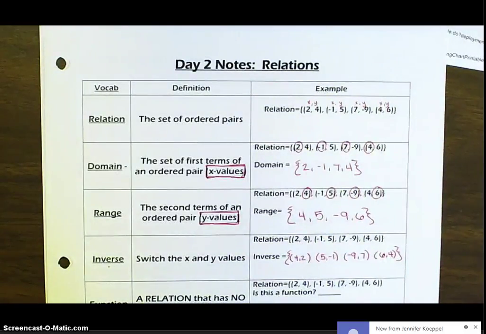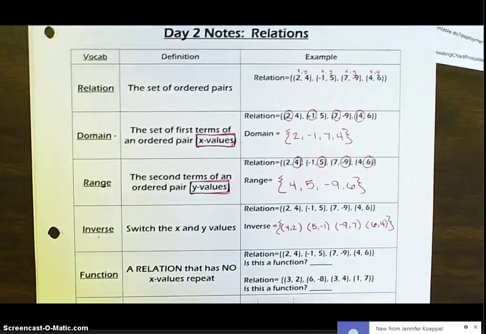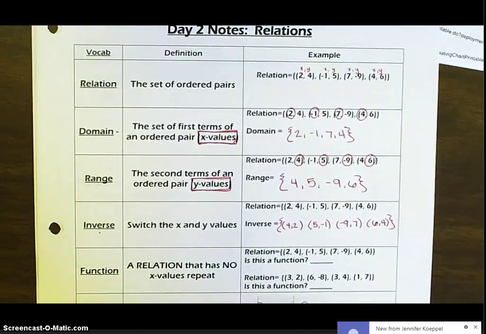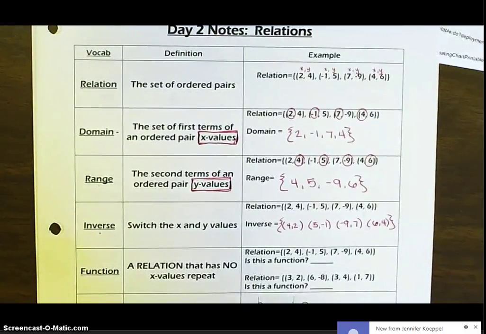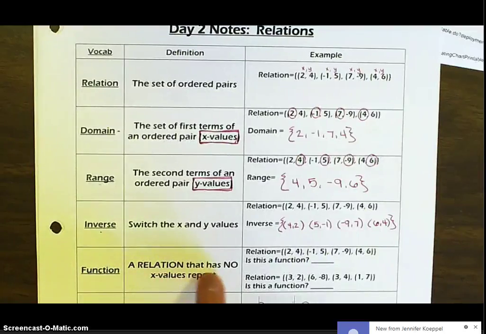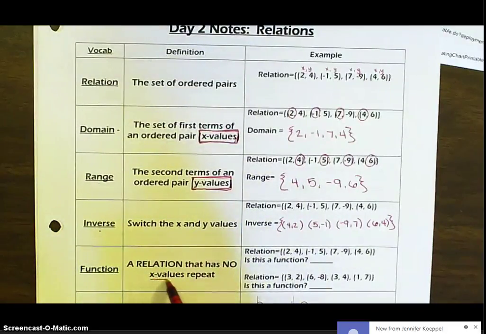Okay, next, and this is a really big one. This is a word that we are going to use until the end of the school year: a function. A function is a relation that has no x values that repeat. Let's take a look. We want no repeating x values. For every x value, there is one and only one y value.